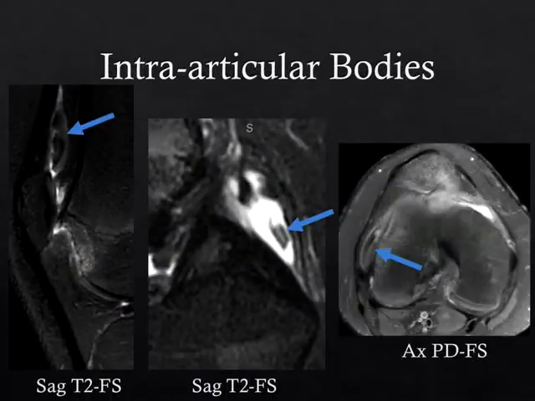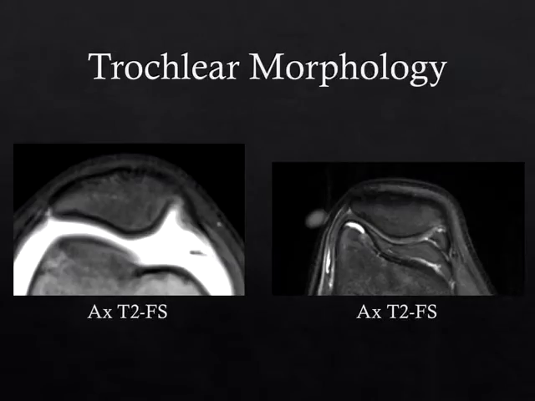Intra-articular bodies look like they do anywhere else. You can see them all over the place. They can be large osteochondral fragments, as on the left, or smaller chondral fragments, as on the middle image. And that right-hand image is the same patient we had seen earlier.